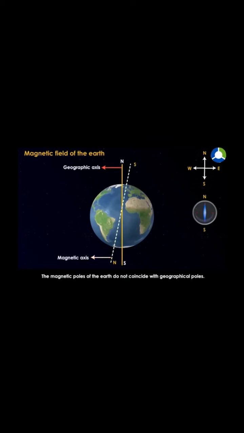The magnetic poles of the Earth do not coincide with geographical poles. The magnetic axis is inclined at an angle of about 15 degrees with the geographical axis. If the north pole of a magnetic needle points towards north, then the magnetic pole at the northern end of the Earth should be a south pole, and the southern end is a north pole.